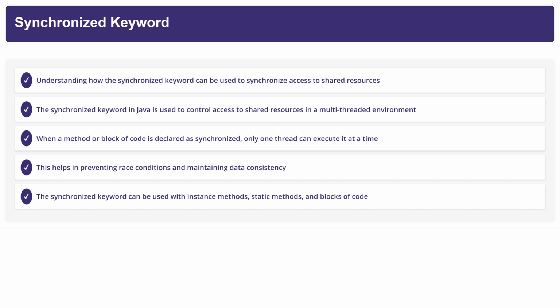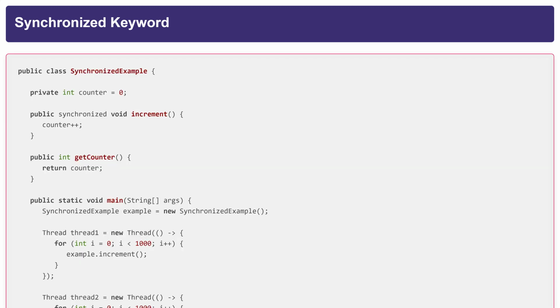Let's take a look at an example code snippet that demonstrates how the synchronized keyword can be used to synchronize access to shared resources. In this example, we have a class called SynchronizedExample with a private counter variable. We want to increment this counter by two different threads concurrently. To ensure that the counter is updated correctly, we use the synchronized keyword for the increment method.